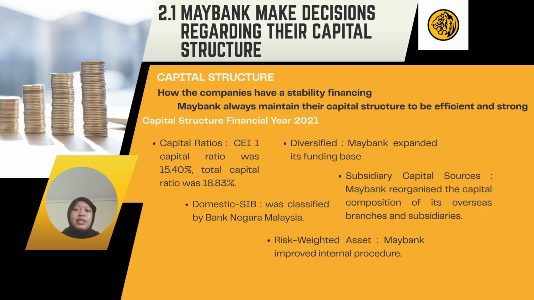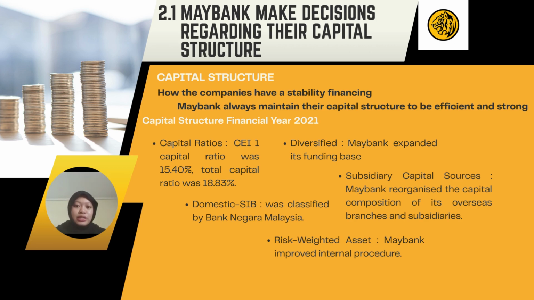Additionally, Maybank is classified as a Domestic Systemically Important Bank (DSIB) by BNM, requiring it to maintain higher capital buffers to ensure financial stability. As for capital optimization initiatives, Maybank diversified its funding sources by issuing various instruments, including USD commercial papers in multiple currencies and interest structures.